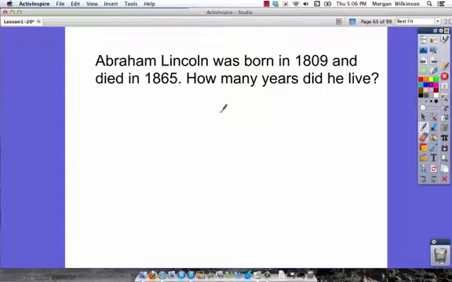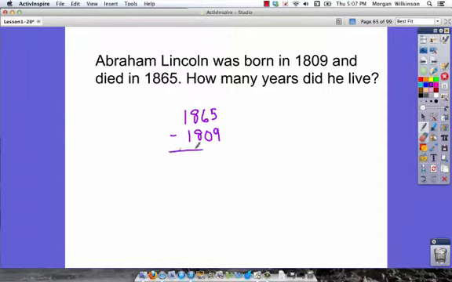Abraham Lincoln was born in 1809 and he died in 1865. How many years did he live? What do you think you have to do to solve this problem? Do you think you have to do addition or subtraction? Hopefully you said subtraction, because we need to figure out the difference between these 2 years. We're going to have to subtract 1809 from 1865. So let's do that. 1865 minus 1809.